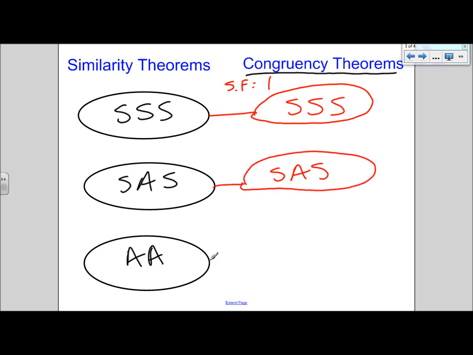But angle, angle, is that enough to say that that is a congruency theorem? Well, think about if I have 2 angles and I want to make a triangle out of that. Well, here's one of them. I kind of extended the lines, there's another one. But if I have those same 2 angles, let's say I grab this one.